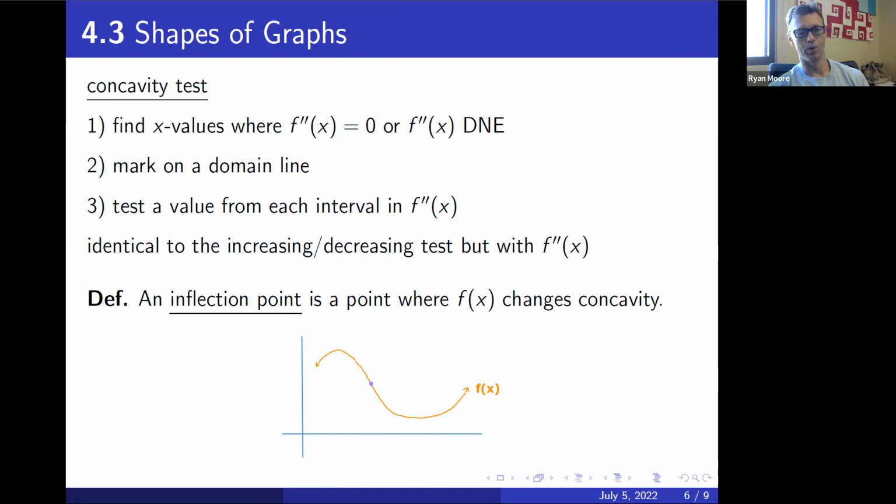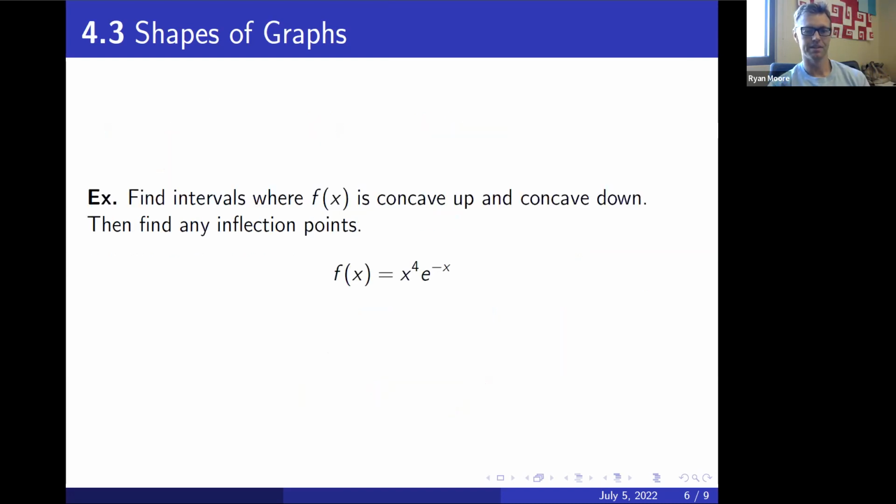Okay, with that in mind, let's check out this example. Find intervals where f of x is concave up and concave down, then find any inflection points. We're going to use f of x equals x to the fourth e to the negative x.